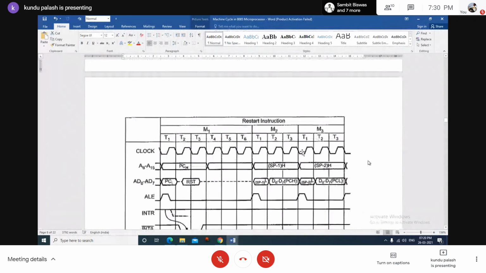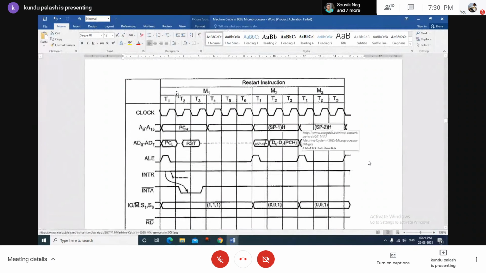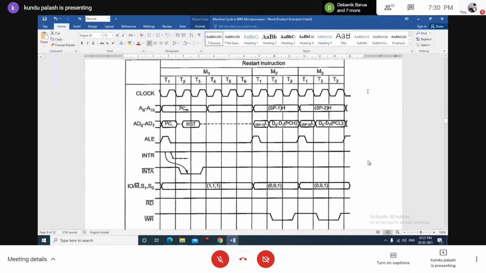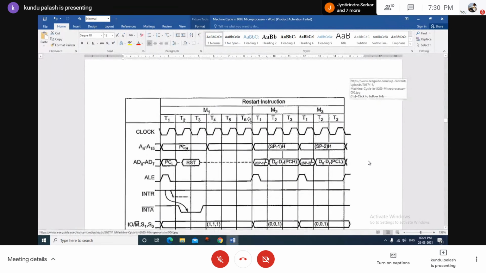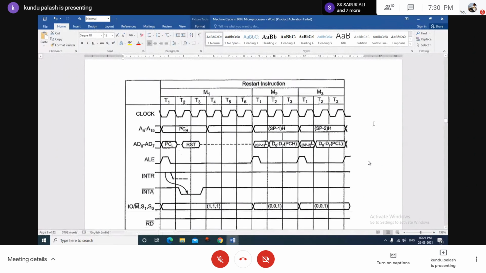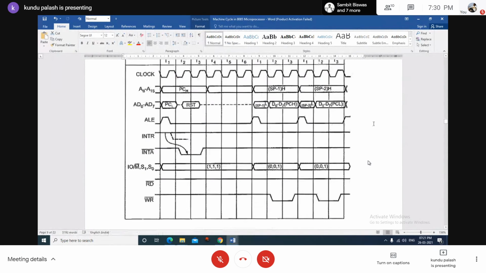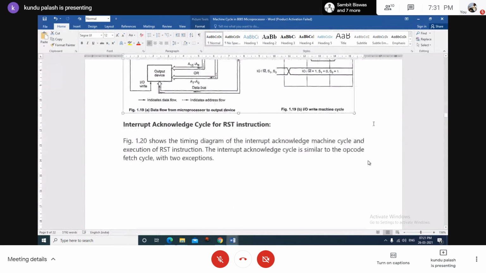If this is executed, then it is only a single byte opcode. And you can see the speciality. That means for the restart instruction, what is the opcode fetch instruction? The M1 cycle corresponds to the opcode fetch instruction. So that is 4 T states. But the special case is that the first machine cycle has 6 T states. Subsequent machine cycles M2, M3 have 3 T states. So that is the typical timing operation of the restart interrupt process. That is the interrupt acknowledge cycle for the RST instruction.